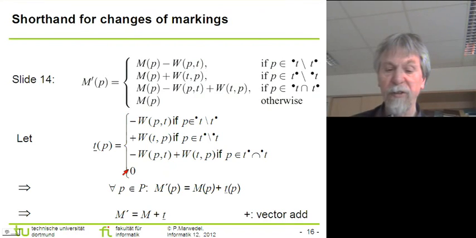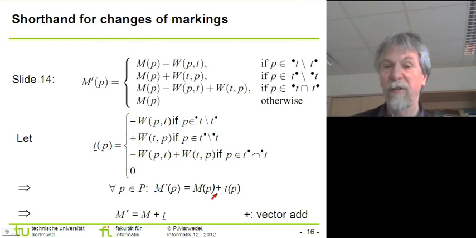Now, with this notation, there is a much shorter way of defining how the new marking can be computed from the old marking. We can write as follows: for every place p in our place set, the new marking can be derived from the old marking by just adding the corresponding element of vector t underscore.